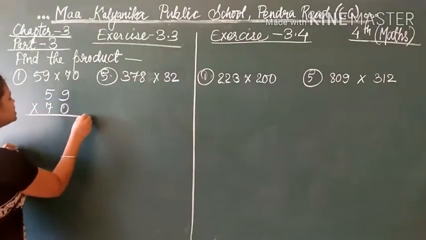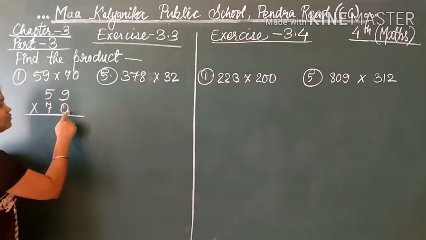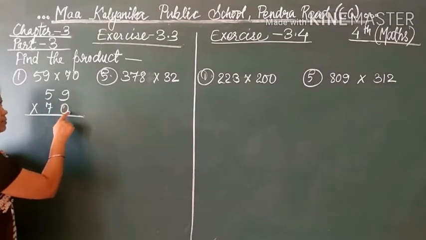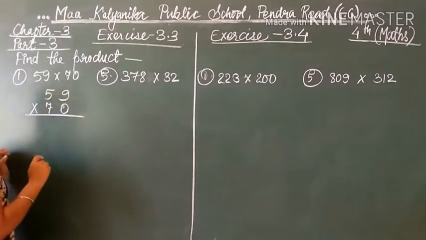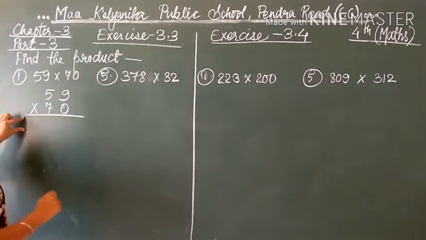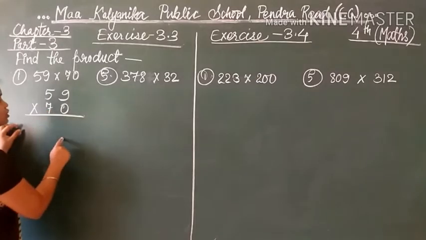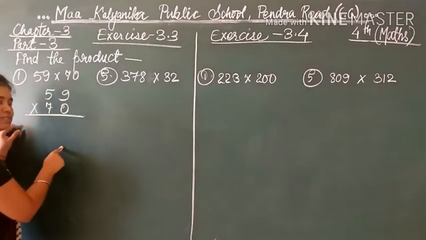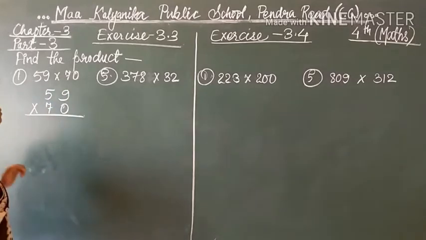So students, it is very simple. Simply you have to multiply the ones digit present in the lower number, first with the ones digit, then with the tens digit, and you have to write the answer here. Then move to the second line, and the second digit is there. So we have to put a cross or 0. Then we have to multiply with 9 and 5. So let us see how to do it.